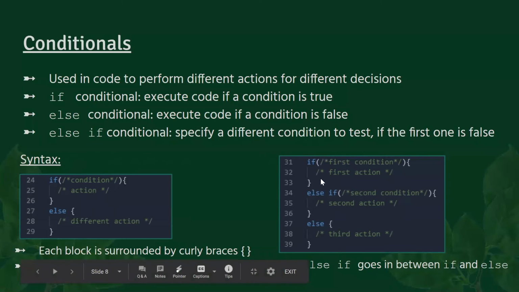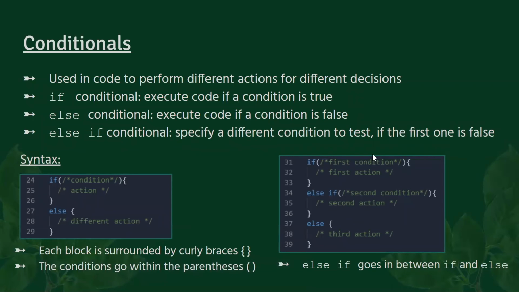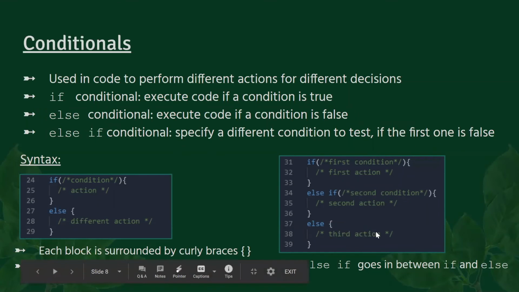So now we're going to go to this example. If, else if, else. If the conditions for plan A are met, you're going to run plan A. If those conditions are not met, you're going to look to see if the conditions are met for plan B. If they are, then you're going to run plan B. If the conditions for plan A and plan B are both not met, you're going to run plan C.